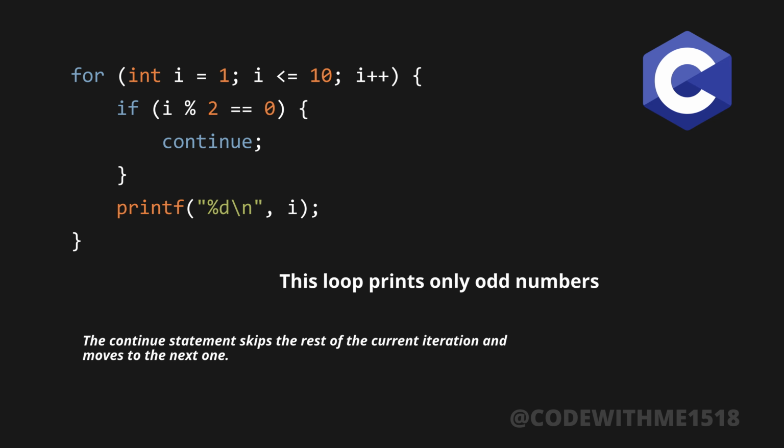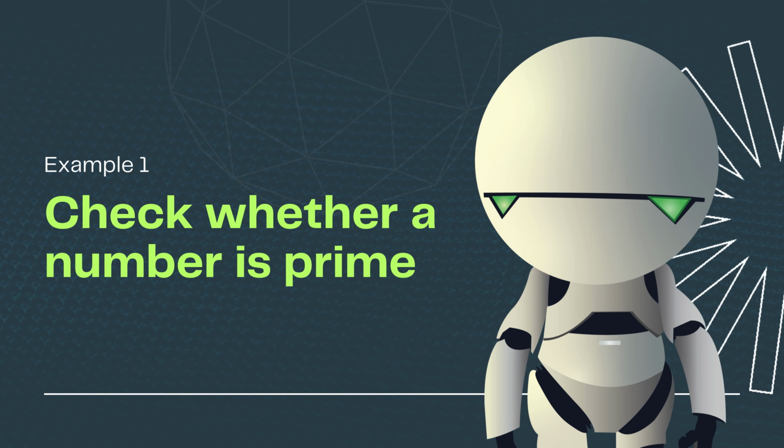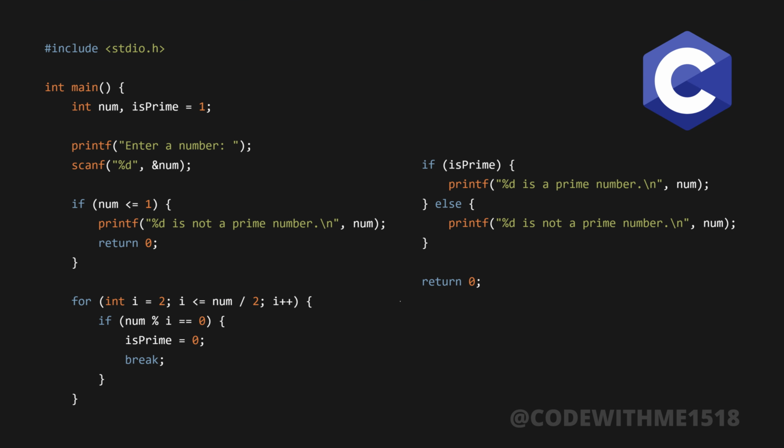Now let's apply everything we've learned in 2 real-life examples. First, a program to check whether a number is prime. In C: #include <stdio.h>, int main, int num, is_prime = 1. printf enter a number. scanf %d, &num. If num <= 1, printf "%d is not a prime number", num, return 0.